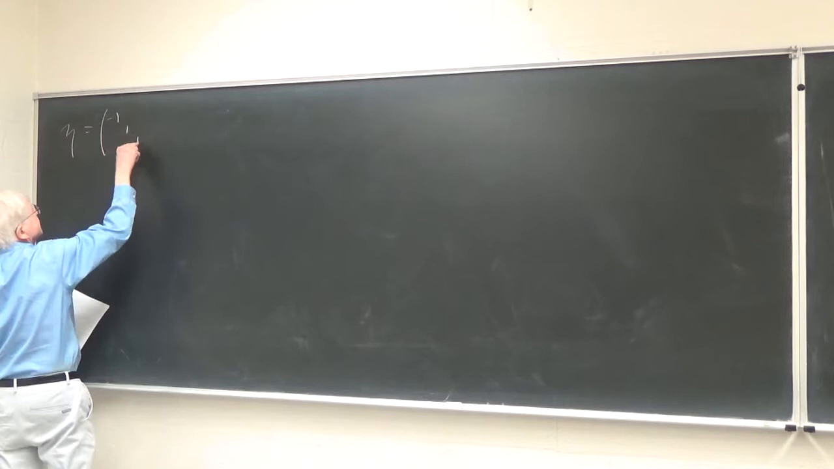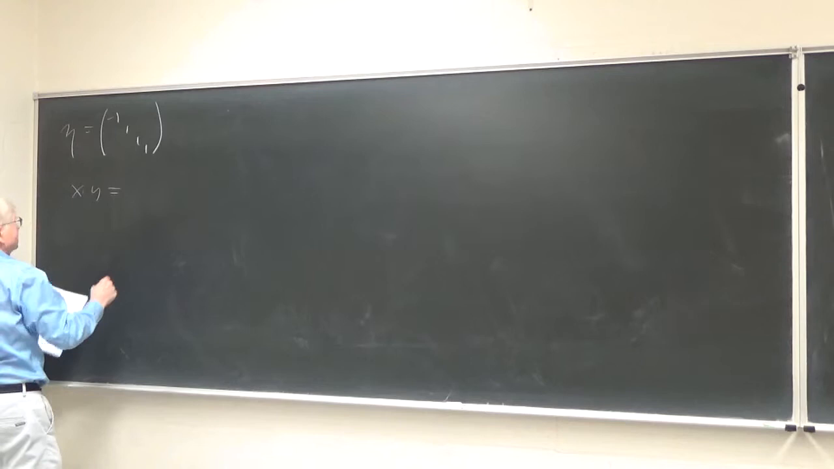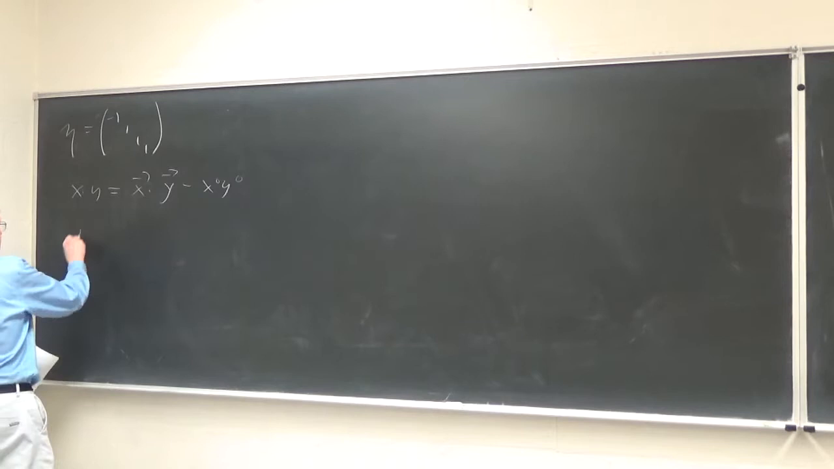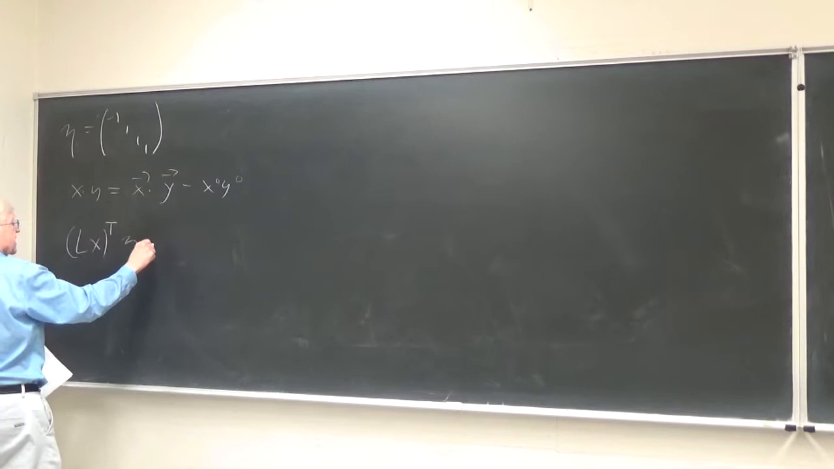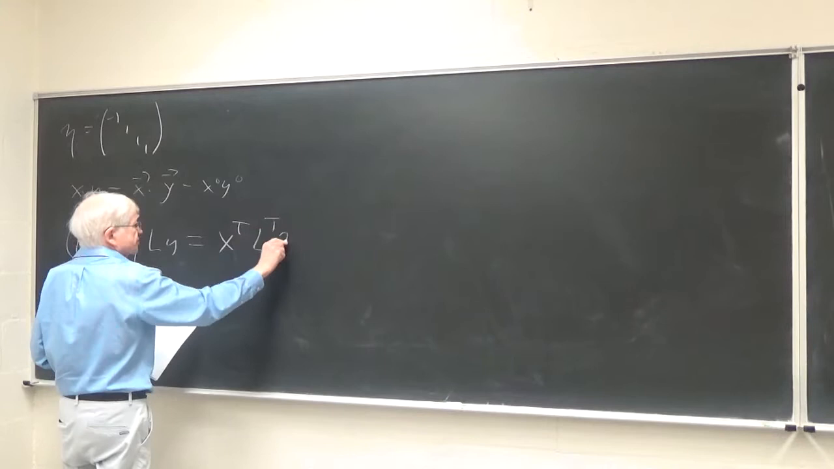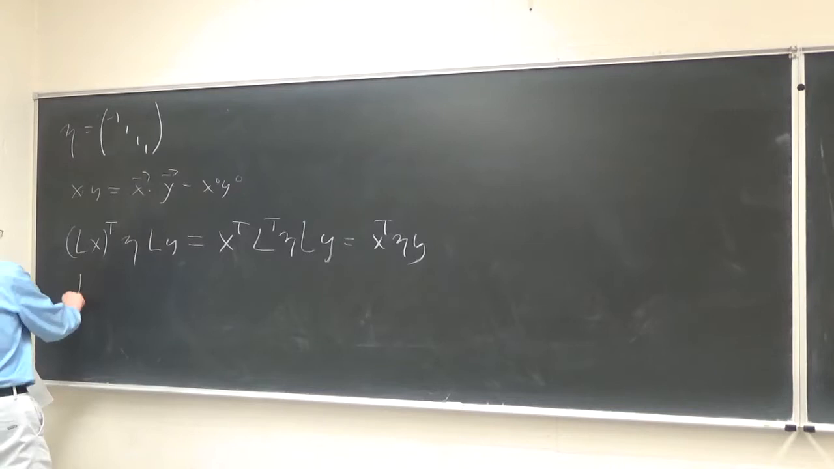That's eta with zeros elsewhere. That x dot y, which is invariant under Lorentz transformation, and so L in matrix notation, Lx transpose eta Ly is equal to, well, it's x transpose L transpose eta L y. We want this to be x transpose eta y. And so the rule for Lorentz transformations is L transpose eta L equals eta.